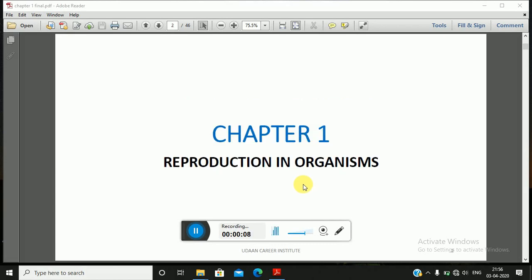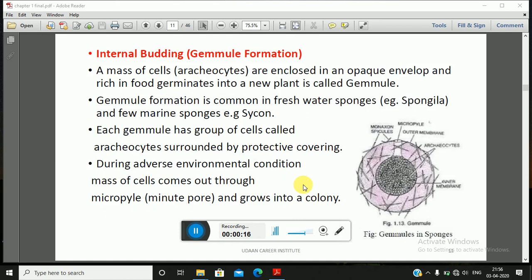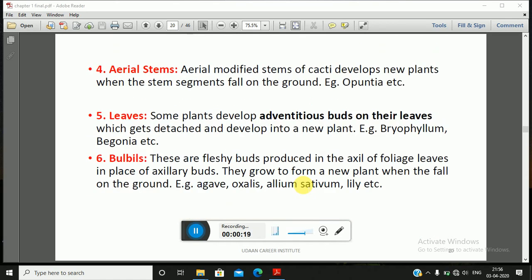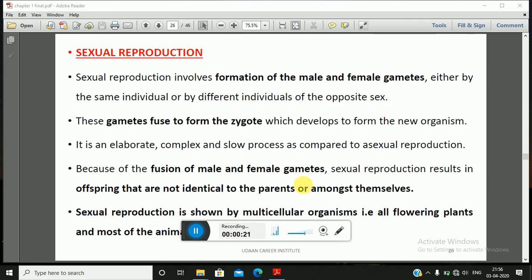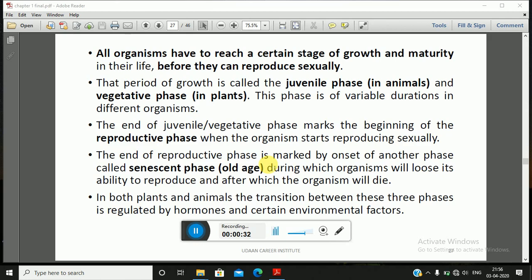Today we'll be continuing with Chapter 1, Class 12 Biology, that is Reproduction in Organisms. Now, dear friends, in the last class we started with sexual reproduction. We covered the definition of sexual reproduction and the difference between sexual and asexual reproduction. Also, we covered three different phases in the life cycle of an organism: the juvenile phase (vegetative phase in case of plants), the reproductive phase, and the senescent phase.